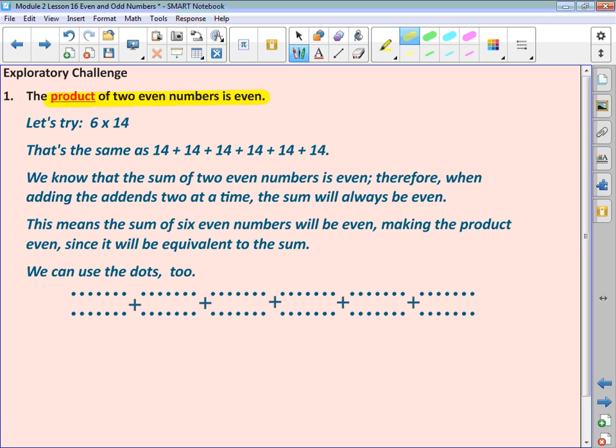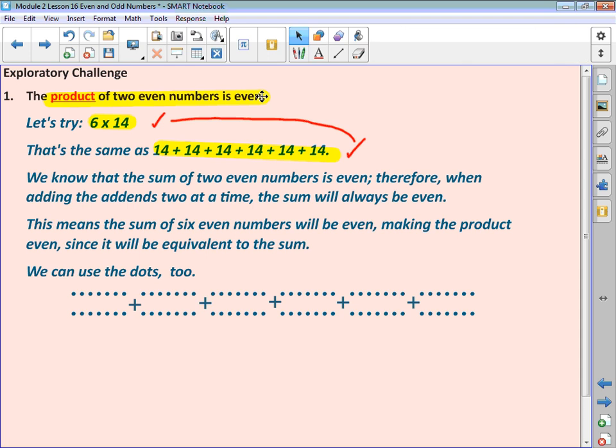So let's prove that. Let's try 6 times 14. So on your notes, write 6 times 14. Well, that's multiplication. How can I write 6 times 14 with addition? Isn't that just 14 six times? So now I want you to write this: 14 plus 14 plus 14 plus 14 and so on. Will those both have the same answer? Is the product of 6 times 14 the same as the sum? Yes. So if it's true for this one, it will be true for that one because those are equivalent. It means the same thing.